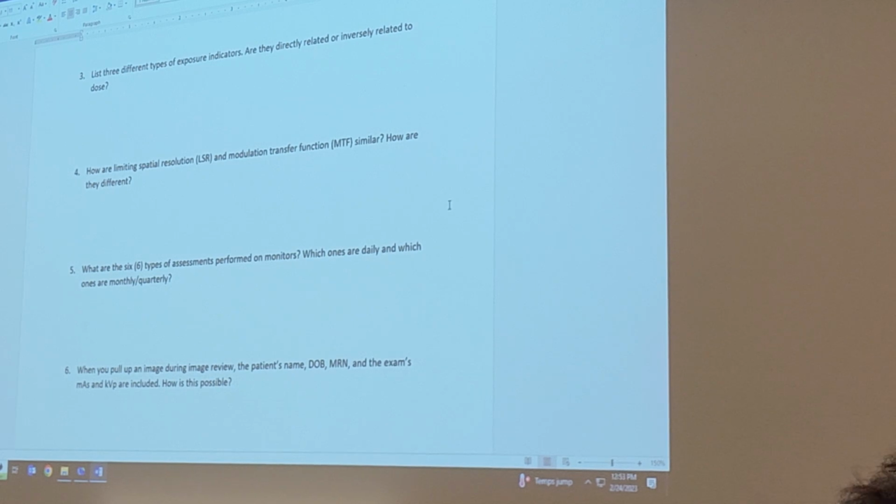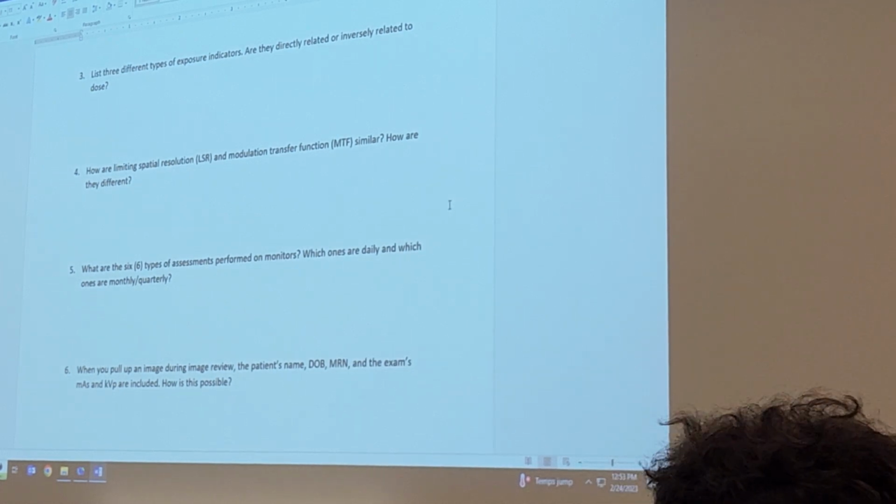Which system was that with? That is AGFA. Alright, Johns, give me another type of exposure indicator. S value, great. So is S value directly related or inversely related to exposure and dose? Inversely related, great.